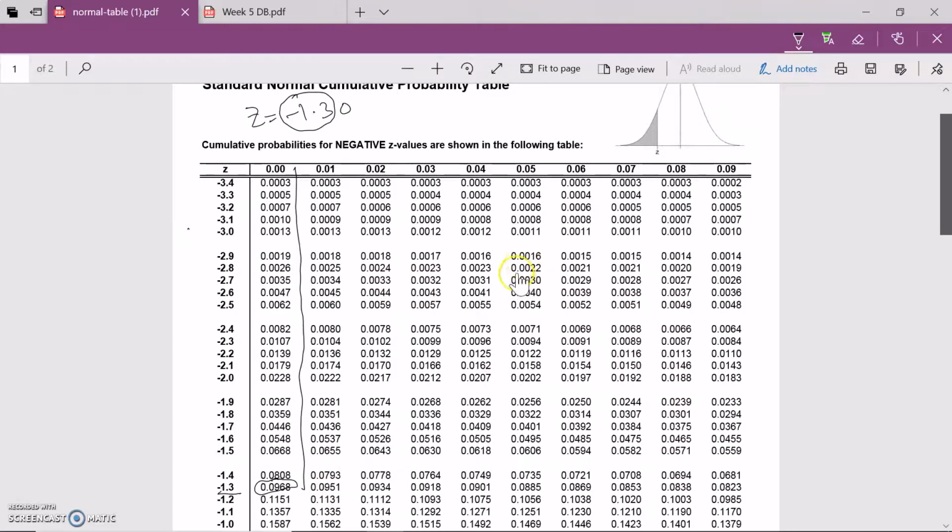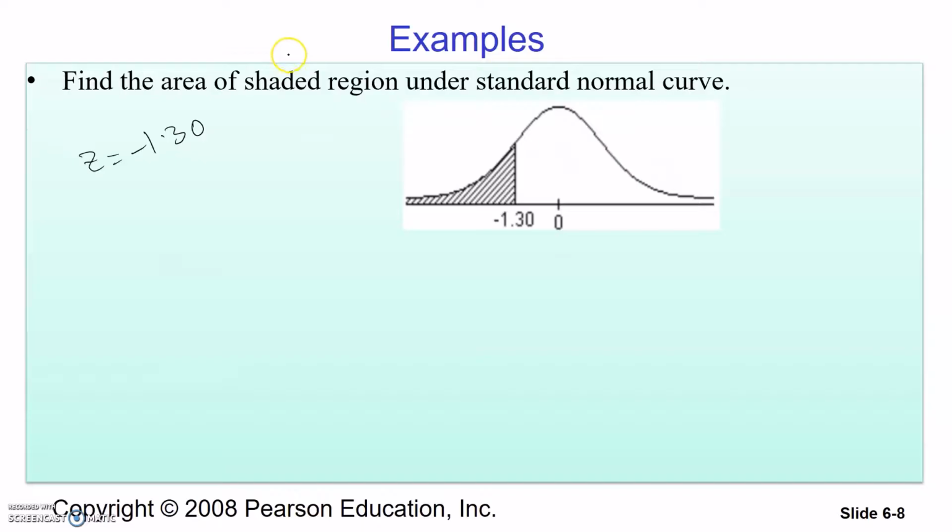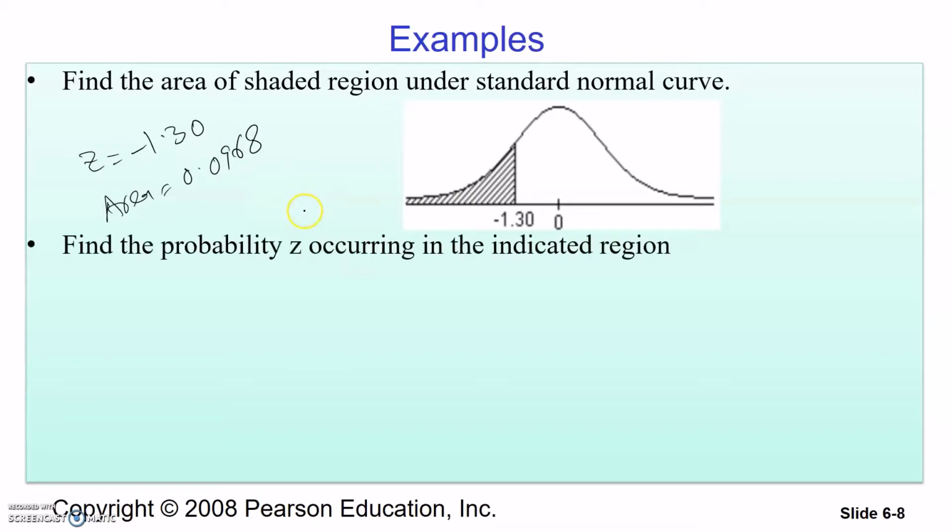0.0968. So the area comes out to be 0.0968. Okay, I hope you understand that. Let's do another problem.